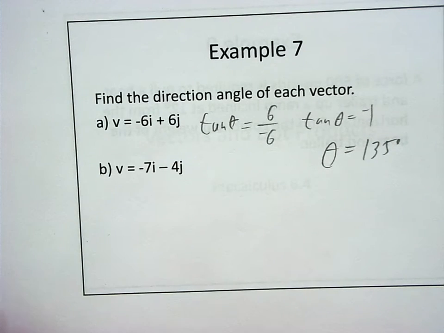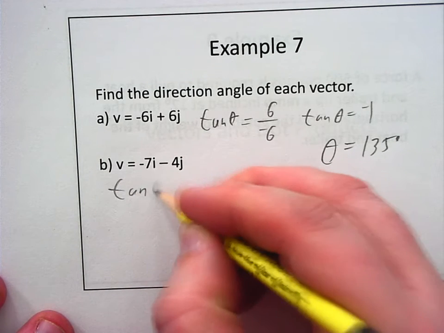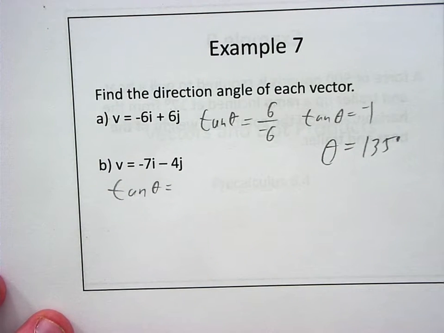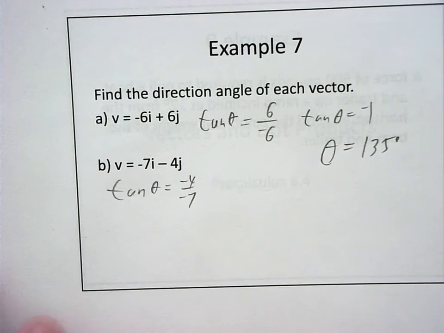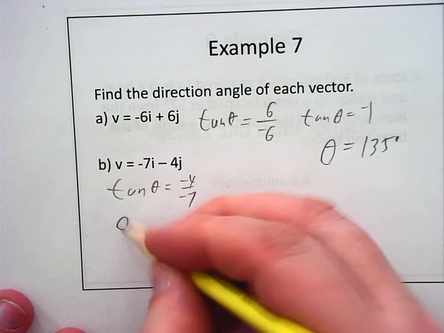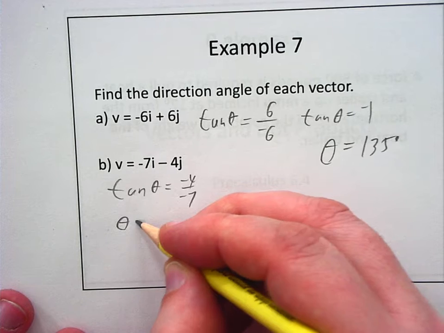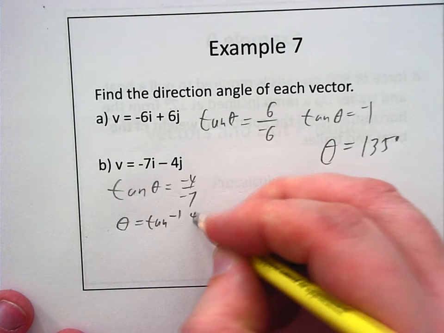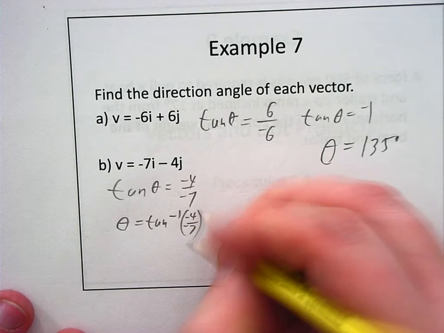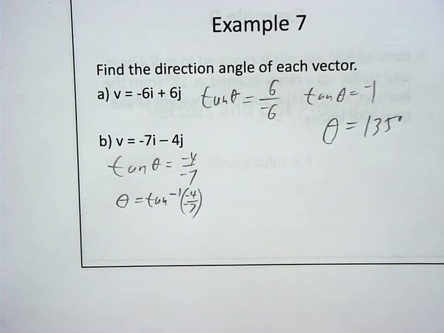Now, for the other one here, you have tangent of theta is equal to what? Negative 4 over negative 7. Now that one's not a convenient one on the unit circle that I already know. So what would you need to do? Inverse tangent on your calculator. Go ahead and do that. Stick to degrees. What do you get for theta? 29.74.